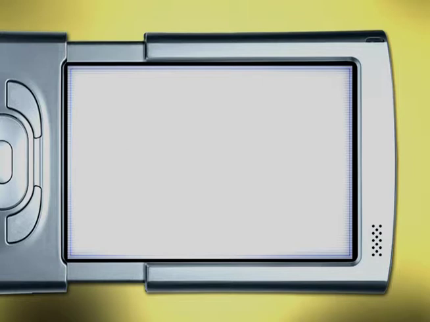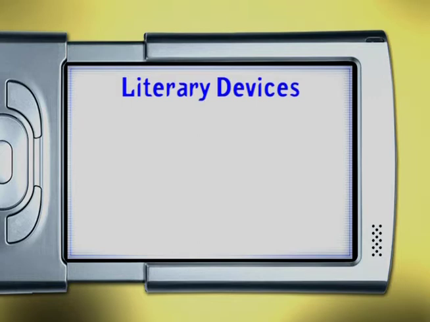Read a book, look for literary devices the author uses. Literary devices are tools the author uses to advance the story. One common literary device is foreshadowing. Foreshadowing is when the author introduces something that will have significance later on in the story.